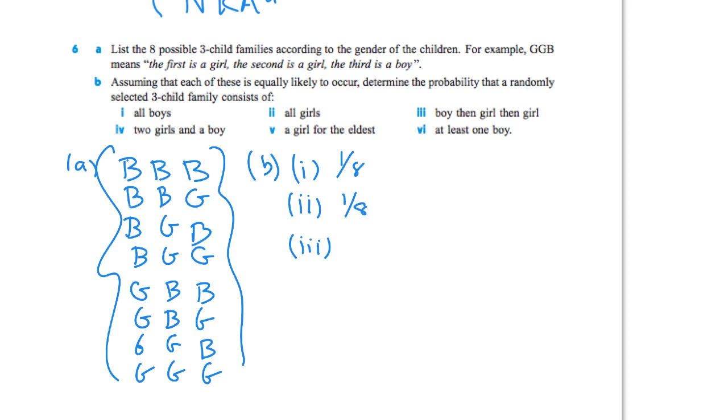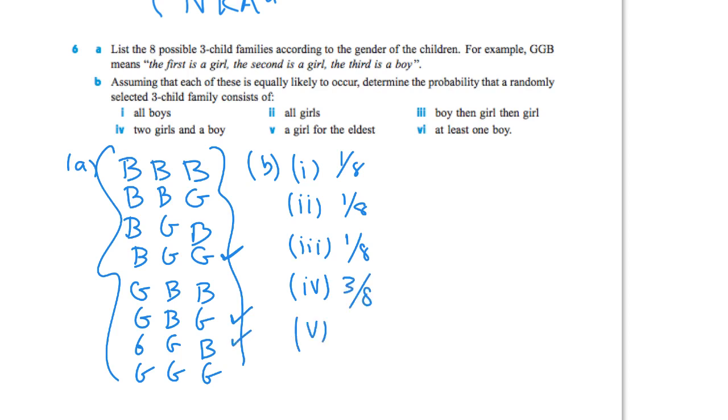Boy followed by girl, girl, only 1 in 8. 2 girls and a boy. So 2 girls and a boy, let's count. That one, 2 girls and a boy. That one, and that one. That would be 3 out of 8.